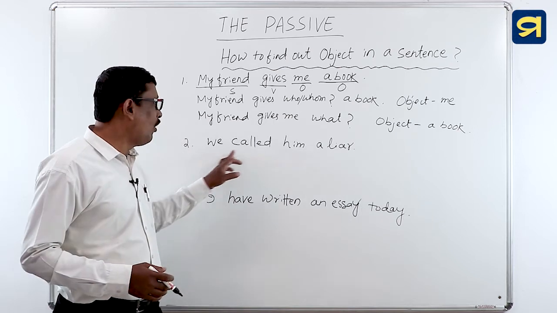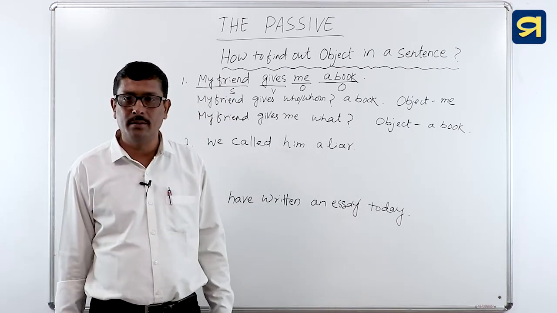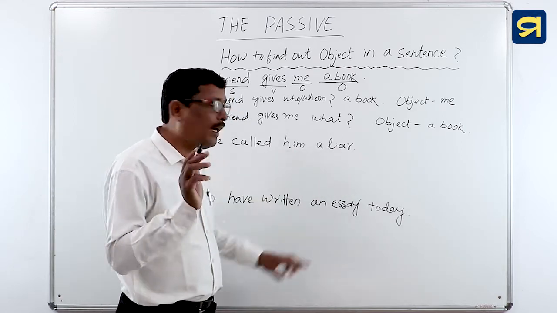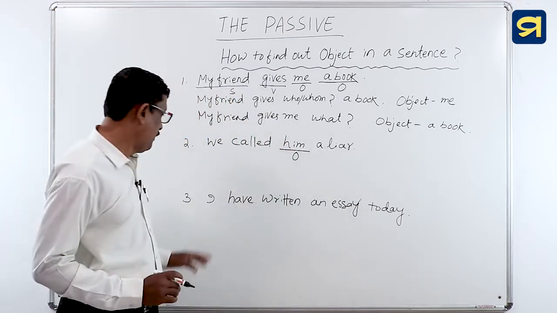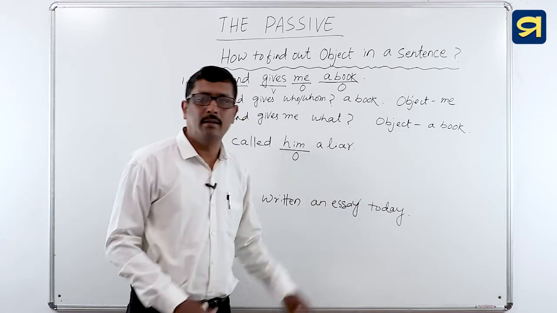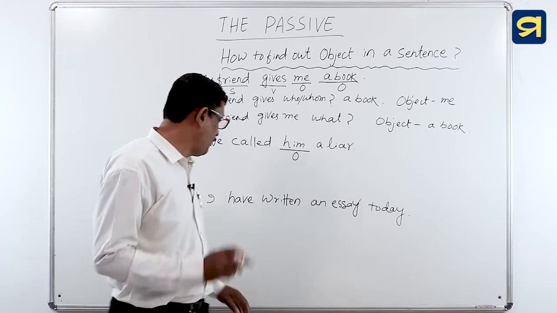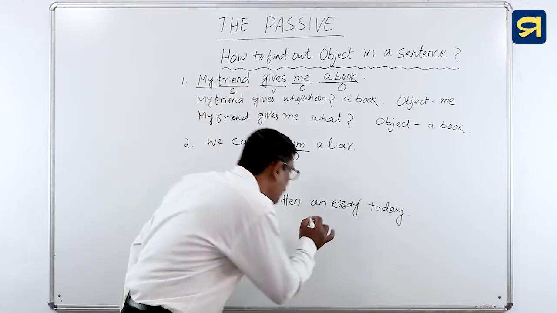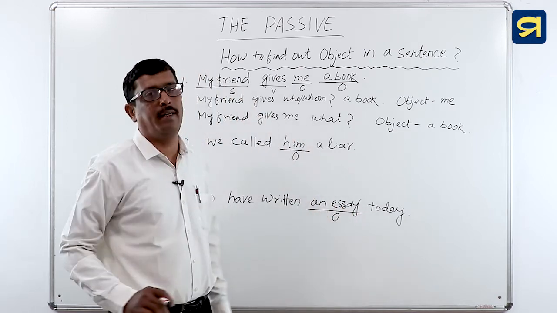Next, we called him a liar. Find the object in the sentence. Yes, we called whom a liar? The answer is him. So him is an object. Next, I have written an essay today. Find the object in this sentence. Very good. I have written what today? The answer is an essay. So an essay is the object in this sentence.